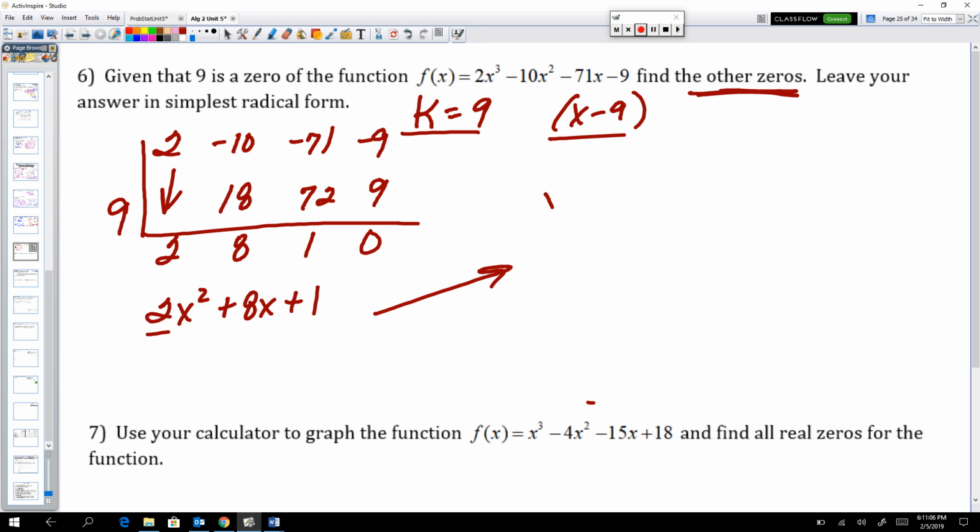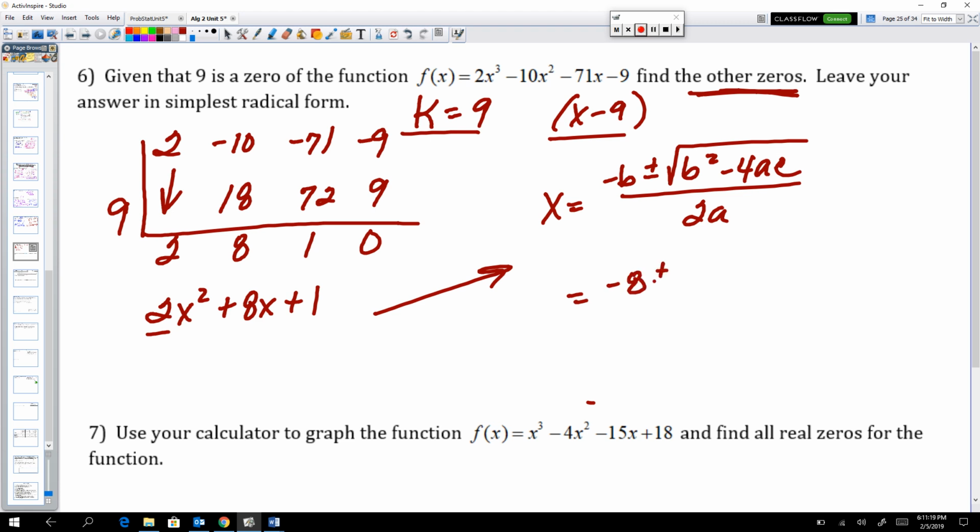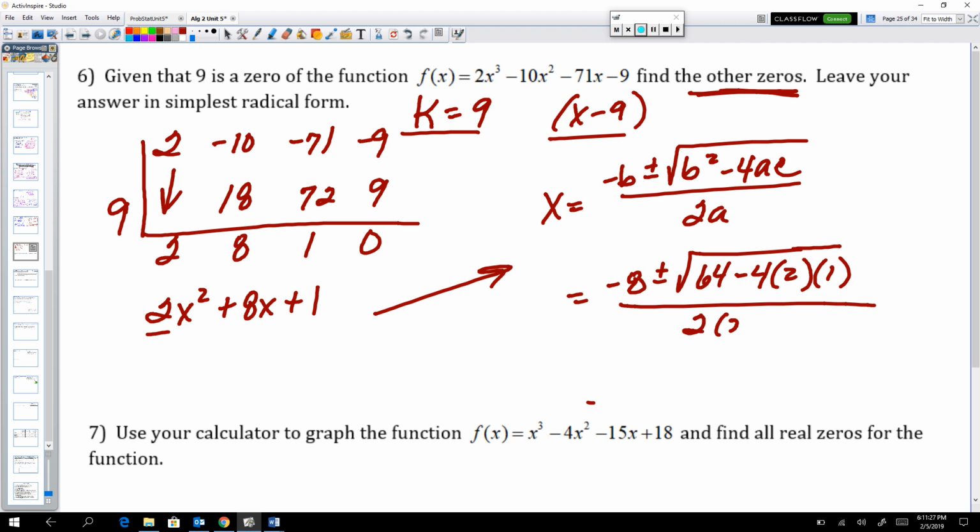Remember the quadratic formula is negative b plus and minus the square root of b squared minus 4ac over 2a. So for our quadratic, that's negative 8 plus and minus the square root of 64 minus 4 times 2 times 1, all divided by 2 times 2.